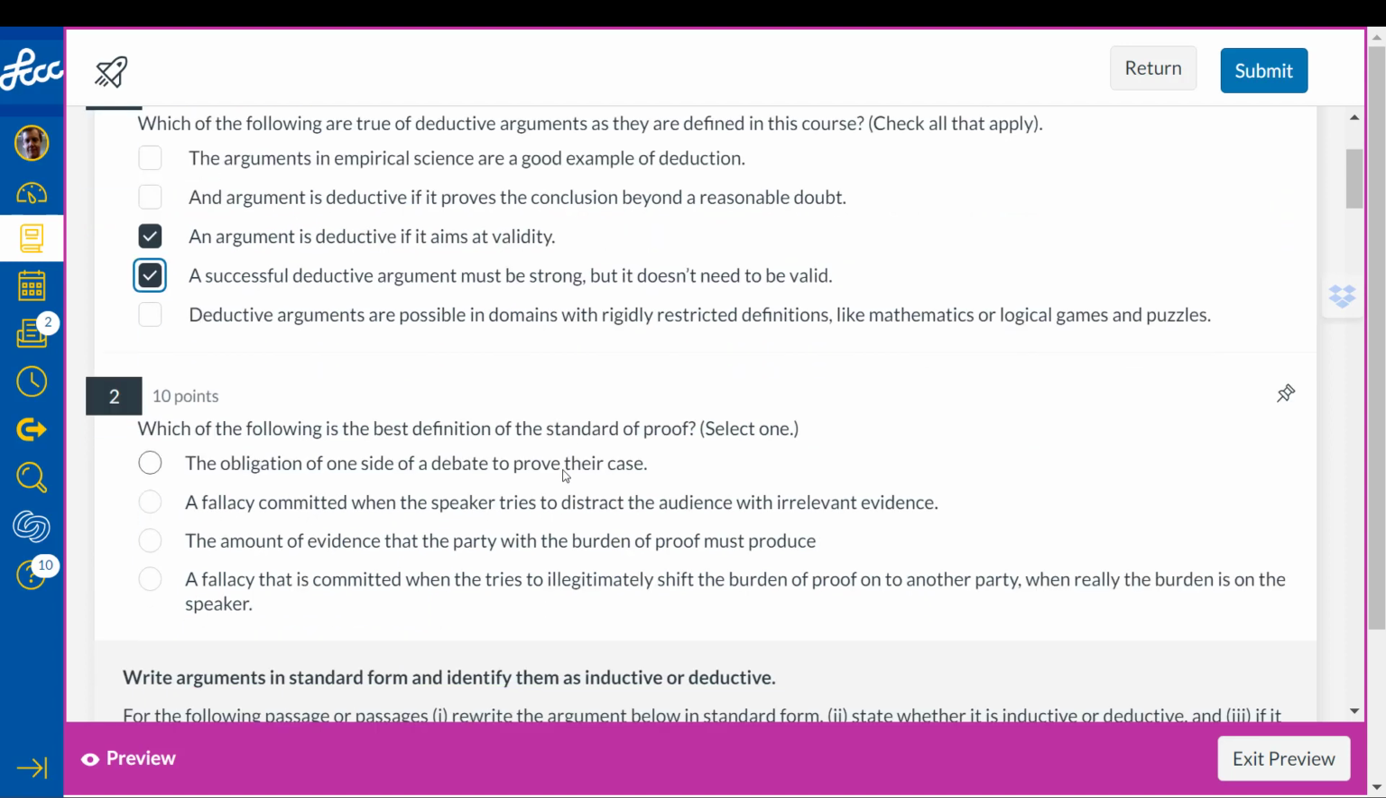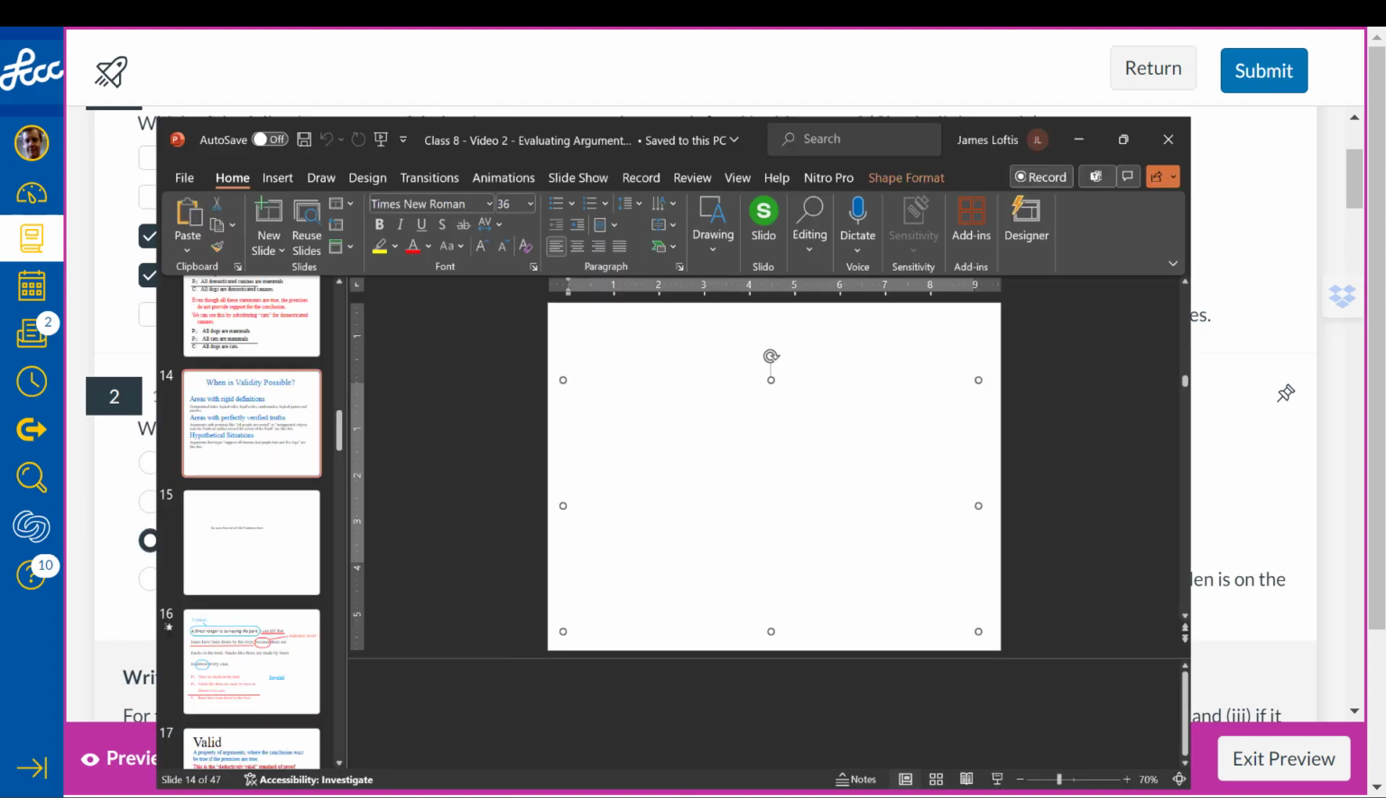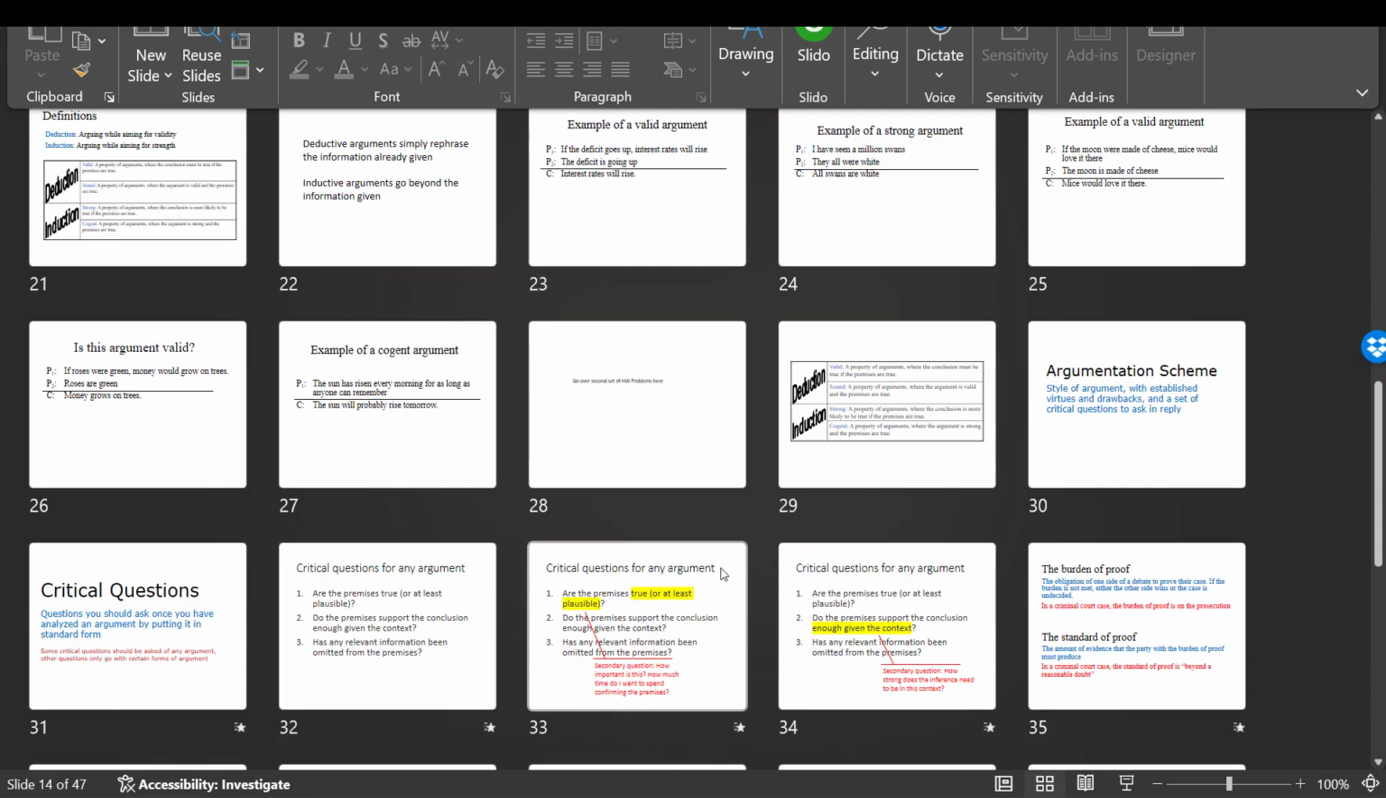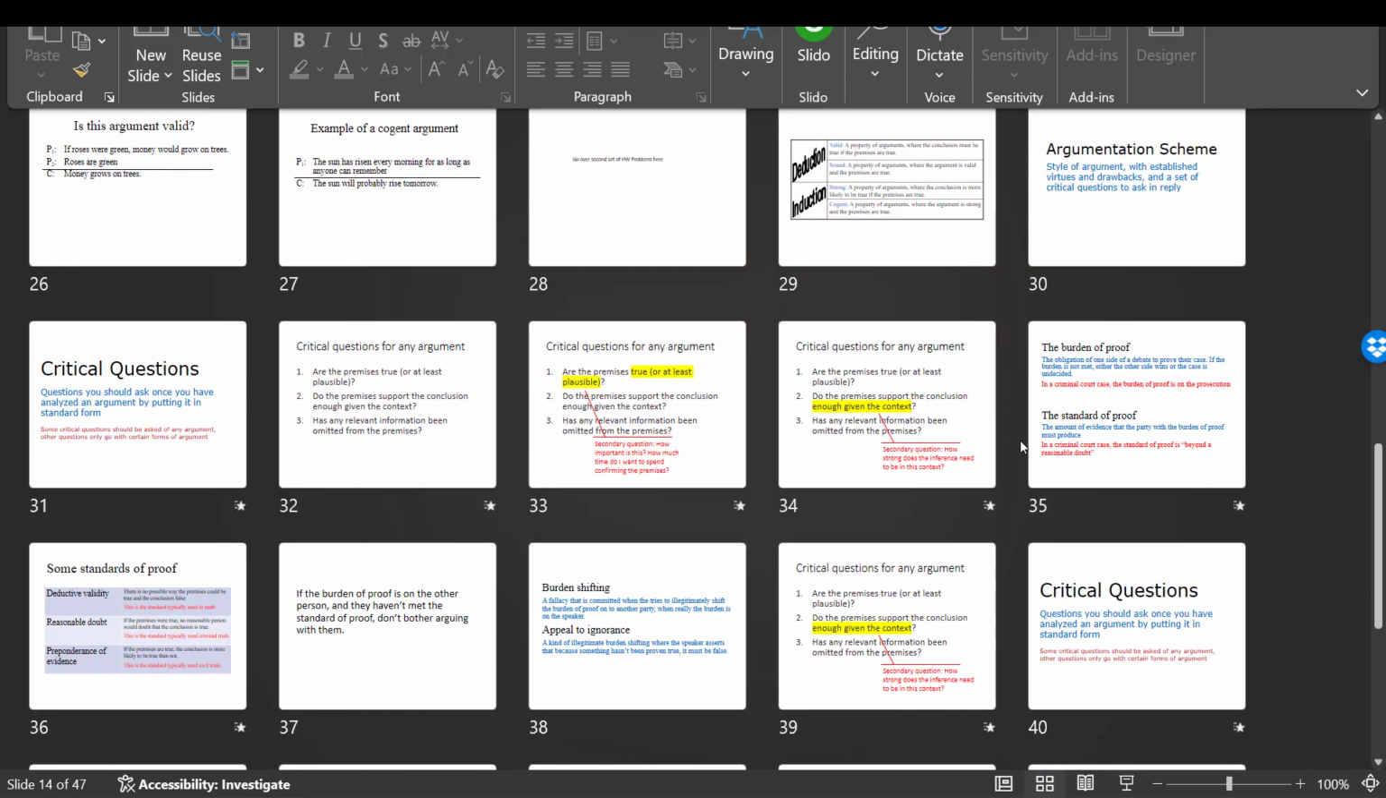Which of the following is the best definition of a standard of proof? The obligation of one side to prove their case. Ooh, that's tempting, but that's actually the burden of proof. A fallacy committed when the speaker tries to distract the audience with irrelevant evidence. No, it's not a fallacy. So actually we can rule out this one and this one. It is the amount of evidence that the party with the burden of proof must produce. And again, you can find that in the PowerPoint presentation for Class 8. It's just right here.